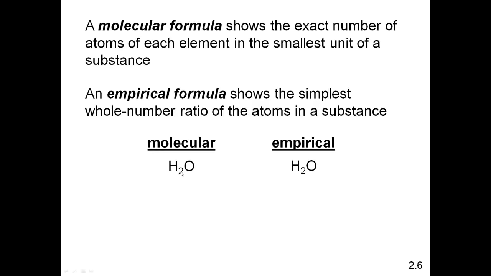A molecular formula shows the exact number of atoms of each element in the smallest unit of a substance. An empirical formula shows the simplest whole number ratio of atoms in a substance. So the molecular formula of water is H2O, and its empirical formula is strangely H2O too, because this is a 2-to-1 ratio. Can we make that simpler whole number-wise?